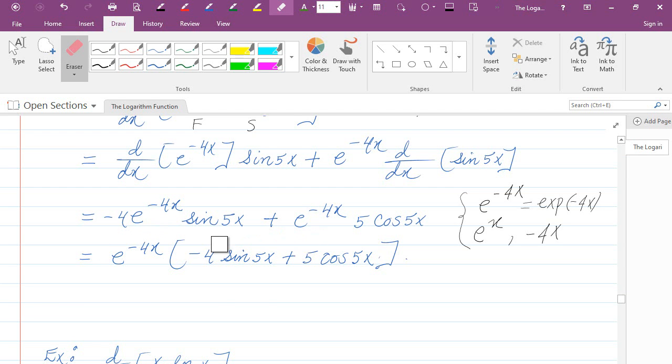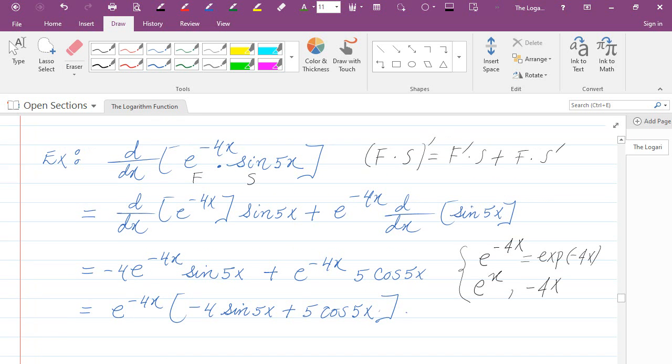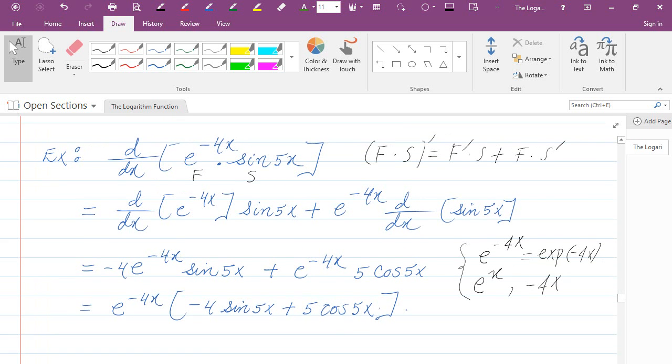All right. So the way I'm going to simplify this derivative is I'm going to factor out e to the negative 4x because each term has that. So e to the negative 4x here, and then if I factor this out, I get negative 4 sine 5x plus 5 cosine 5x. All right, so take a look at this and make sure that you understand how this works.